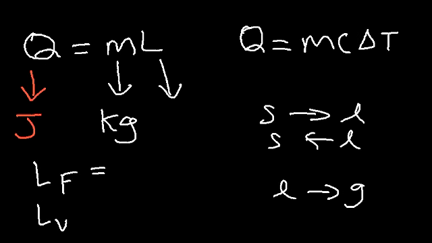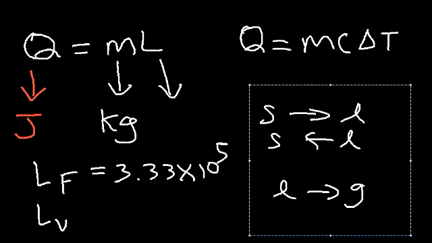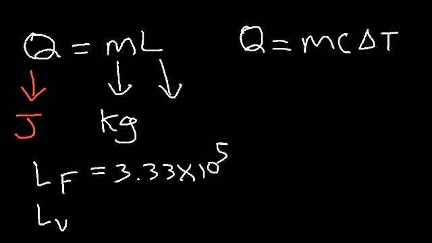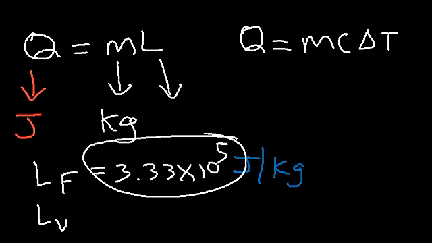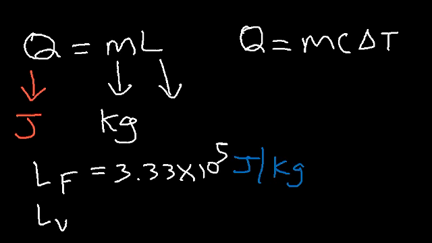In the case of water, it takes 3.33 times 10 to the 5 joules per kilogram to melt ice. So if you have 1 kilogram of water or 1 kilogram of ice, it's going to take 3.33 times 10 to the 5 joules to melt that cube of ice. If you have 2 kilograms of ice, it's going to take twice as much heat to melt it.